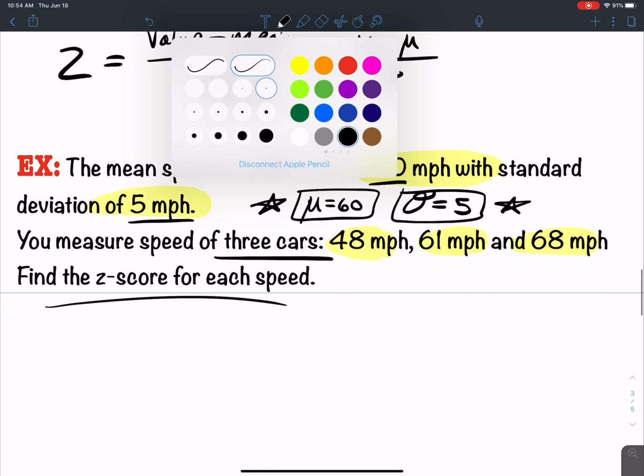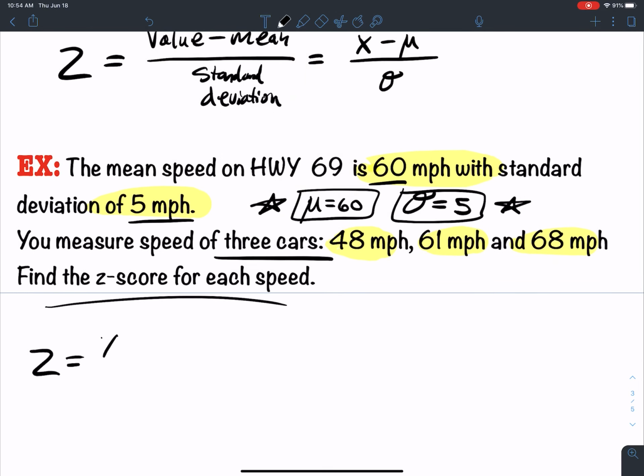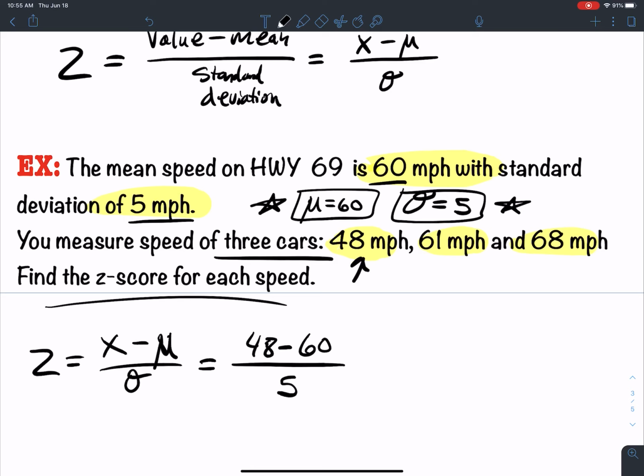So how do I do this? The z-score is equal to the value minus the mean over the standard deviation. Before I do anything, I know that the mean is 60 and the standard deviation is 5. What is the first value? The first value is 48. So I do 48 minus 60 divided by 5. What do I get? Negative 2.4.